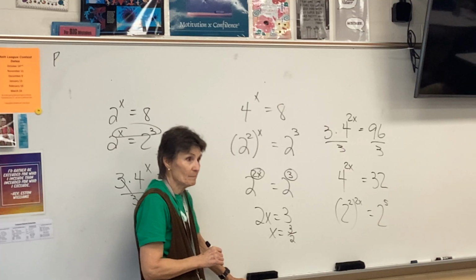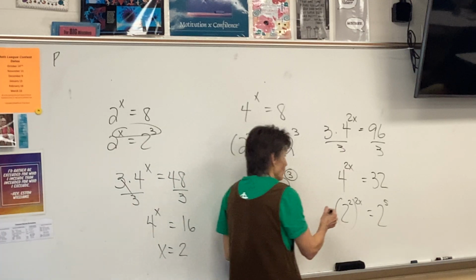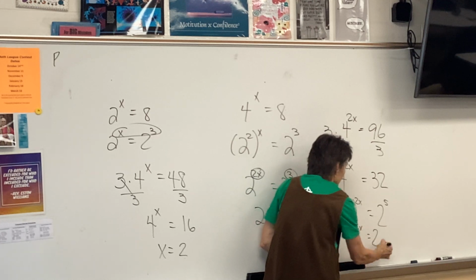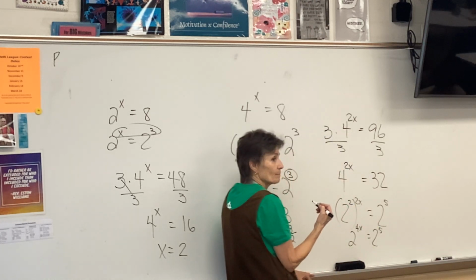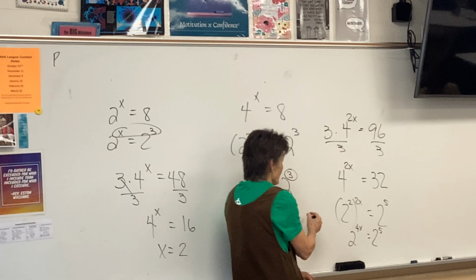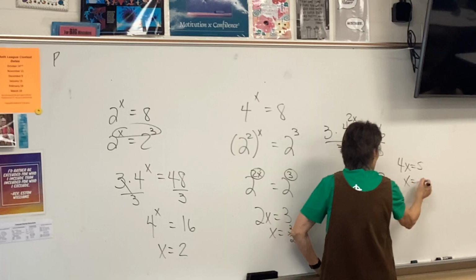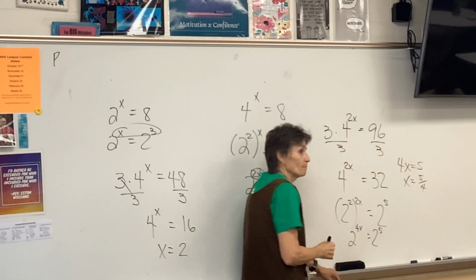You okay with that? So 2 to the 4x equals 2 to the 5th. So 4x equals 5 and x equals 5/4. Yep.